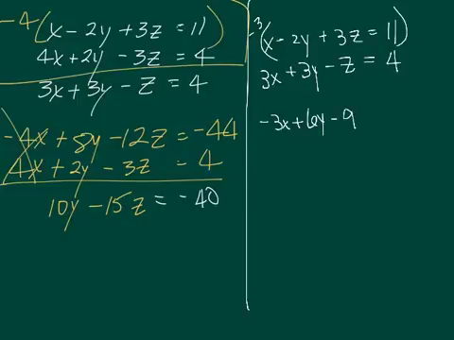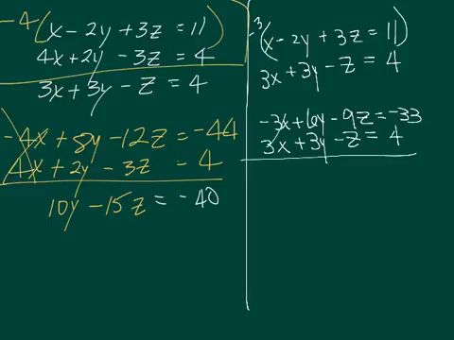Alright, so when I do that, I get for my top equation -3x plus 6y minus 9z equals -33. In the bottom I get 3x, I didn't do anything to the bottom, 3y minus z equals 4. Add those together, my x's disappear, I get a 9y minus 10z equals -29.